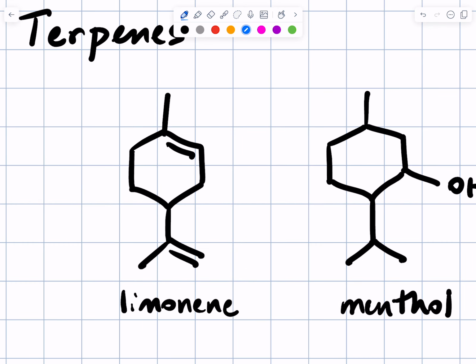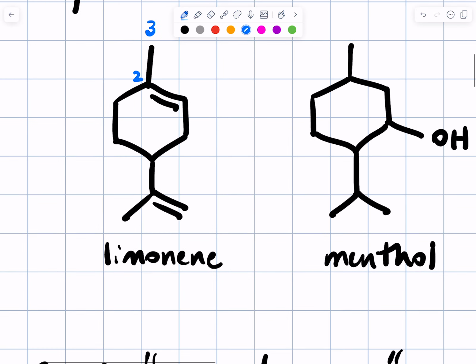So let's look at limonene. This is carbon 3. That makes this carbon 2. There's also a branching methyl group here. We'll call that carbon 3. That makes this one 2. That one better be 1.